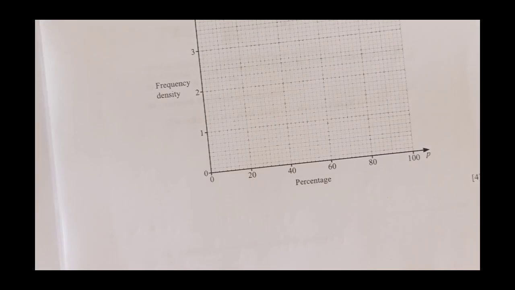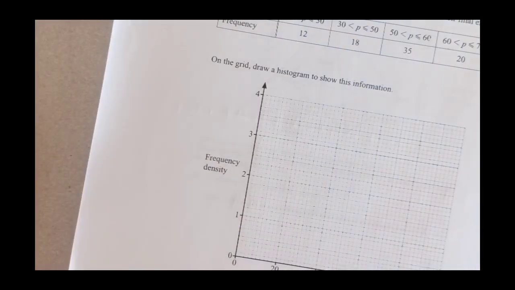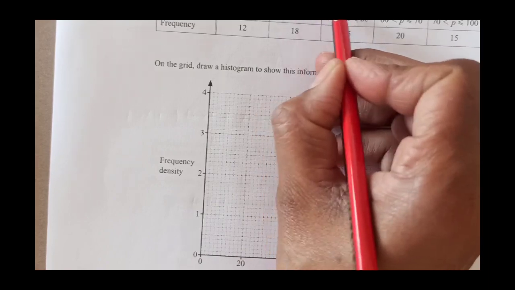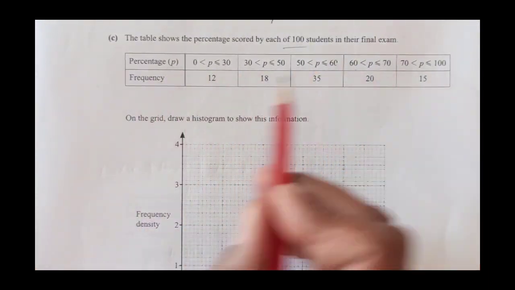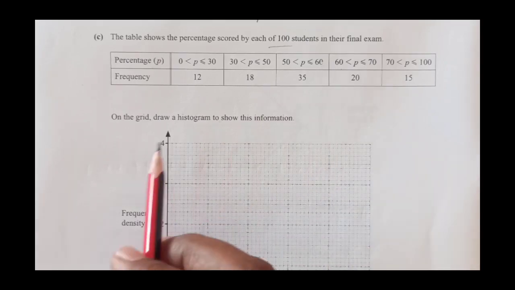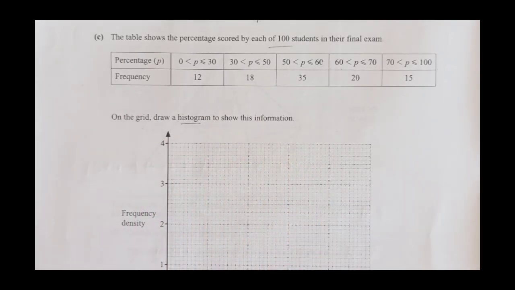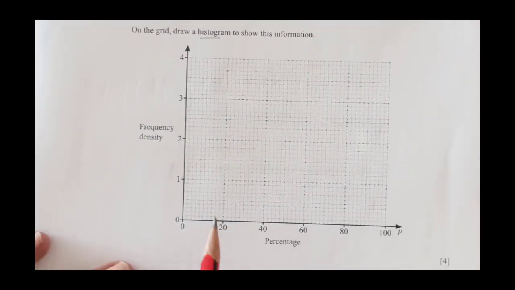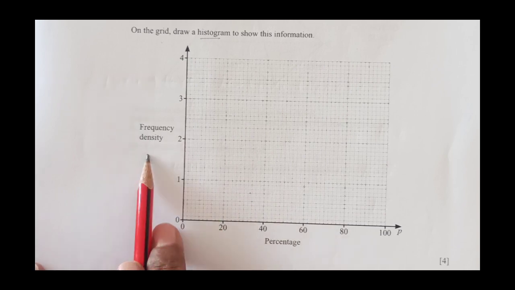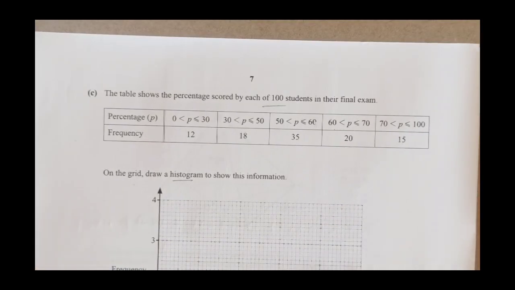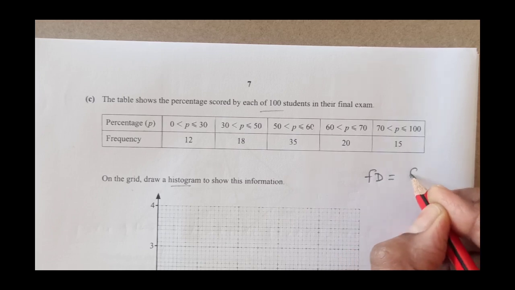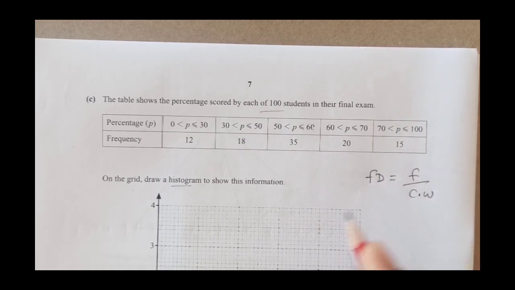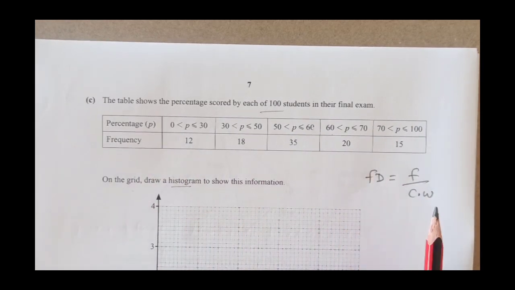We have here a table that shows the percentage score by each of the 100 students in their final exam. Okay, so we have the percentage given here, and the frequency is here. On the grid, draw the histogram to show the information. To draw the histogram, we need frequency density and the percentage. So the frequency density is equal to frequency over class width, right? Frequency we have, but we don't have class width.